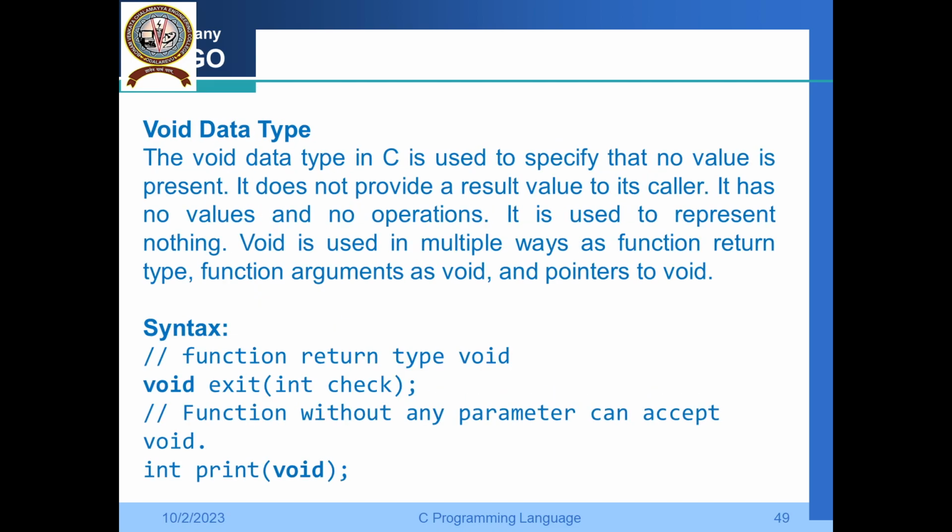Then we go for the void data type. The void data type in C is used to specify that no value is present and it does not provide a result value to its caller. It has no value and no operations. It is used to represent nothing. Void is used in multiple ways.